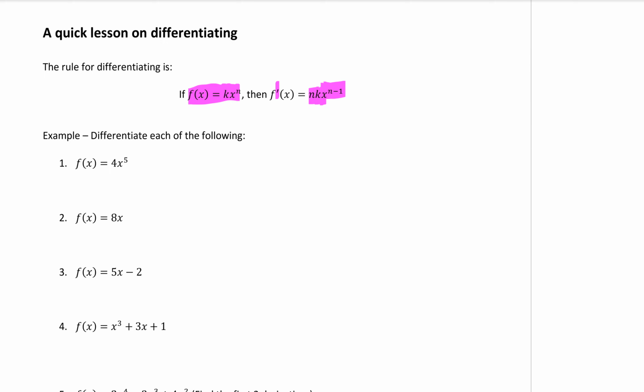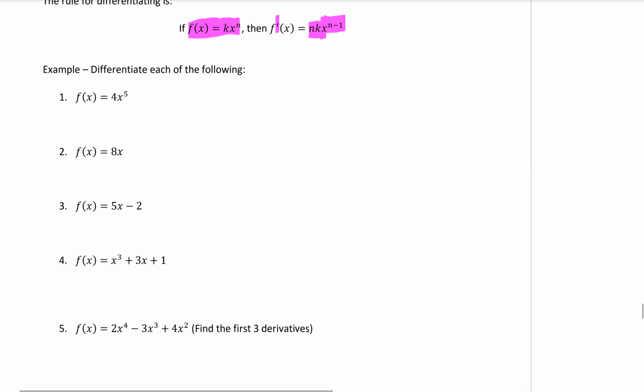So it's a lot easier to see it in some questions. So let's have a look at example number 1 here. To differentiate that, I'm going to write f dash x equals, the 5 at the front is going to multiply, the 5 at the power is going to multiply with the 4 at the front. 5 times 4 is 20. The x stays there, but I subtract 1 from the power, so it becomes x to the power of 4. For question 1, that's finished.